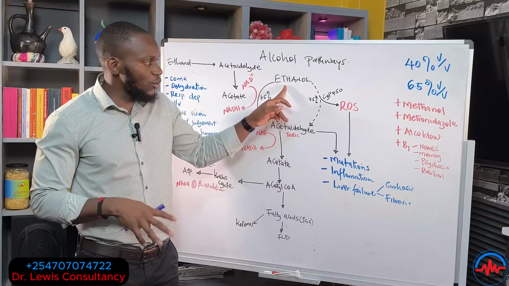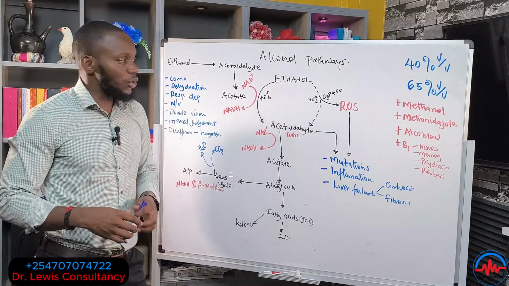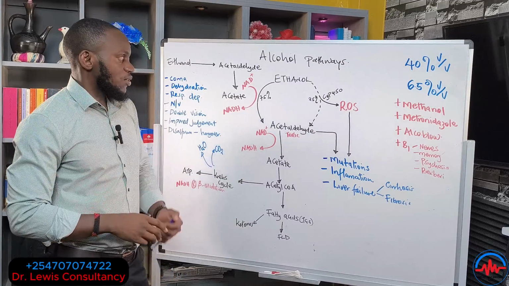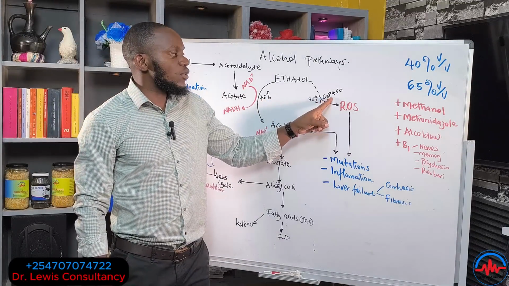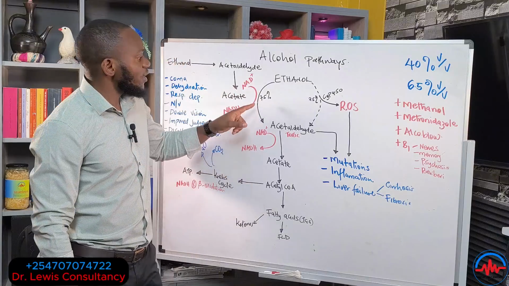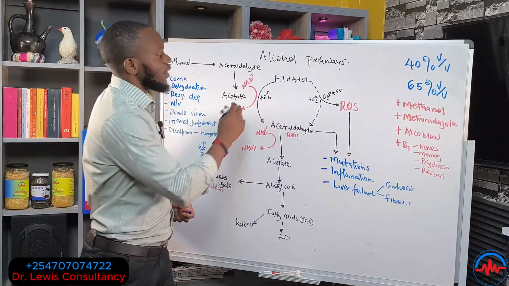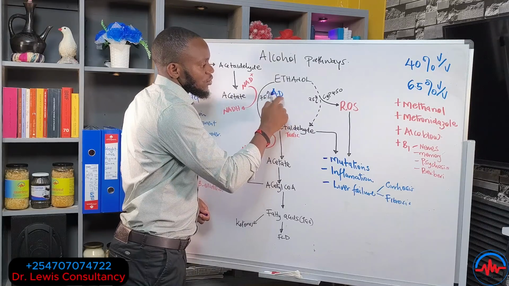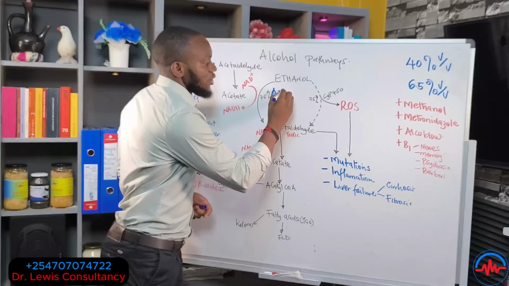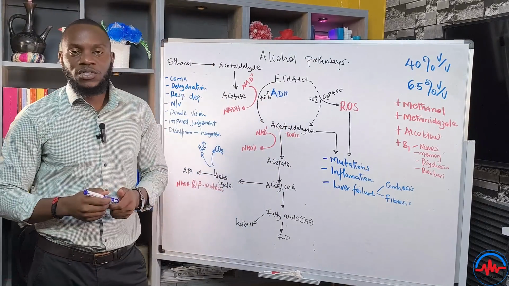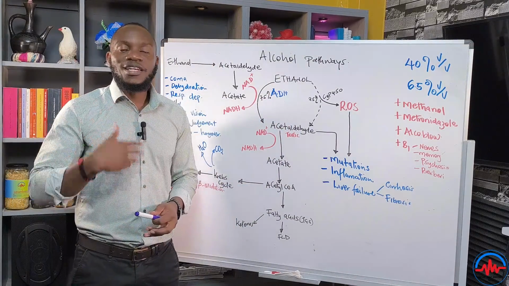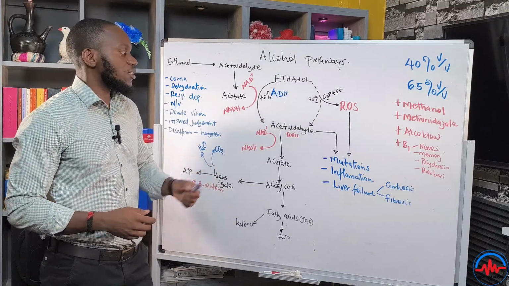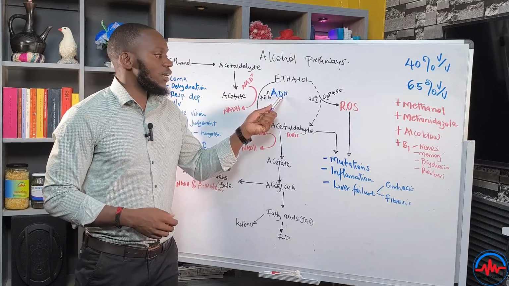Now, ethanol, which is our story for the video, is metabolized by two enzymes. One, the enzyme system that is called the CYP450. Two is alcohol dehydrogenase, or ADH. Do not confuse ADH with antidiuretic hormone, because alcohol is actually a diuretic. So it causes a lot of urination after drinking it. So this is the alcohol dehydrogenase enzyme.